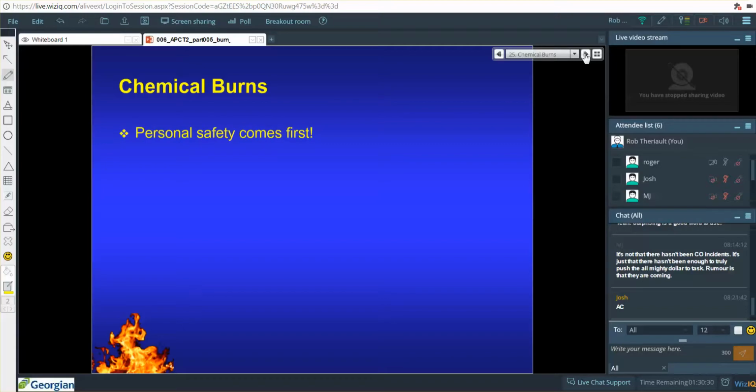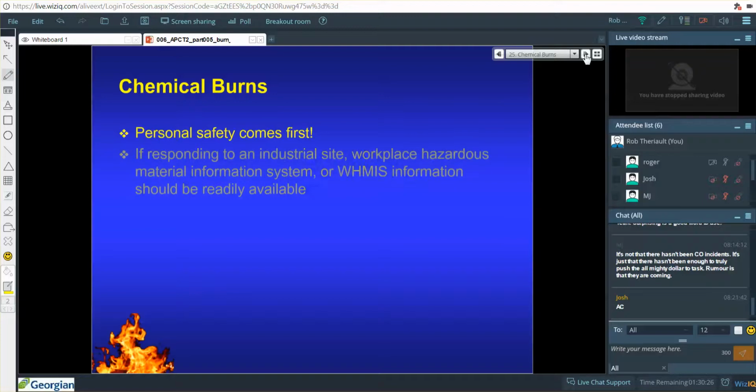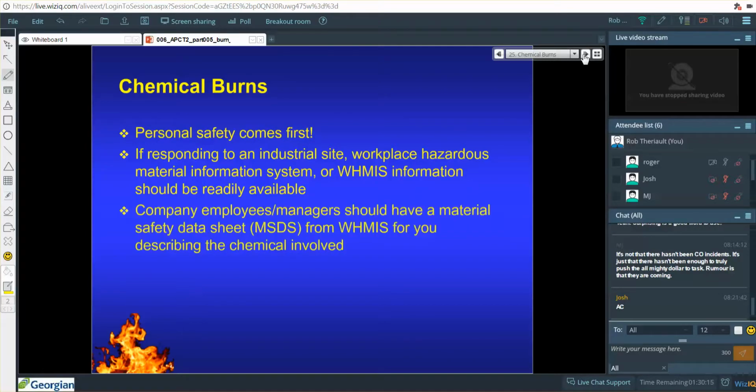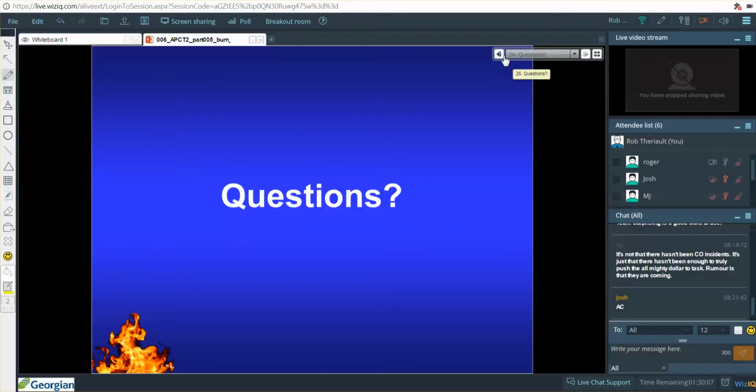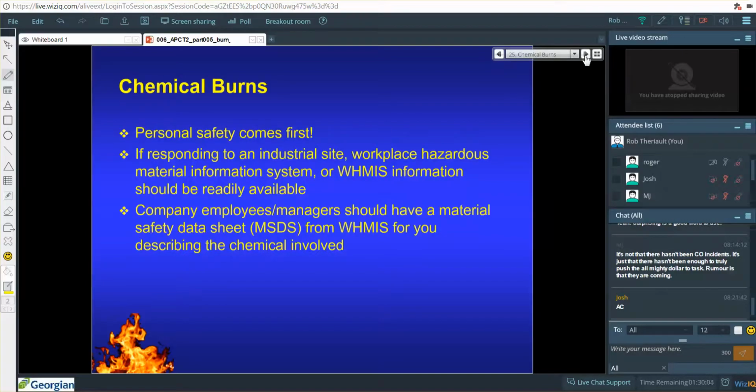So when it comes to chemical burns, our own personal safety comes first, and that means decontamination of these people. So when we're responding to an industrial site, workplace hazards, material systems, or witness information should be readily available, and staff can usually provide those MSDS sheets that'll describe whatever first aid is needed, but for the most part it's decontamination. We'll talk about that in a separate talk.